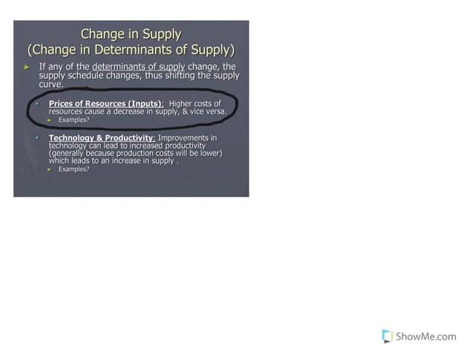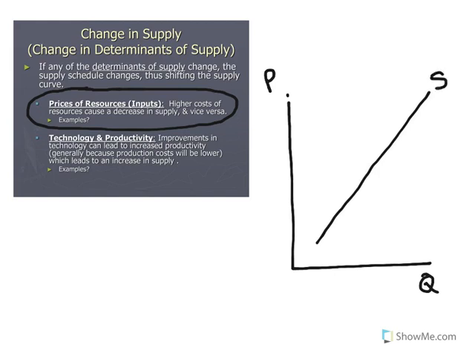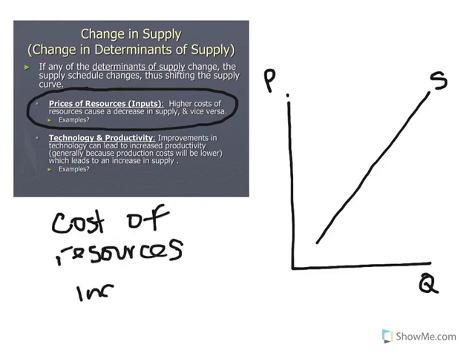You'll recall that the resources are the land, labor, and physical capital that firms use in order to produce their goods and services. So we start out with our supply curve for a particular good or service, and it's going to be upward sloping like so. And then let's say that the cost of the resources increases. So now firms have to pay more for either their land, labor, capital, or a combination of them.